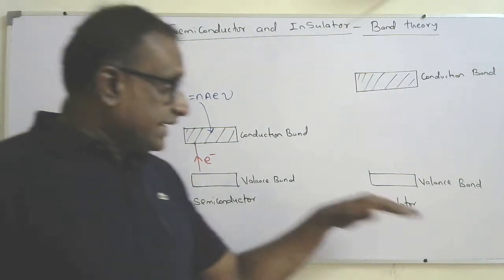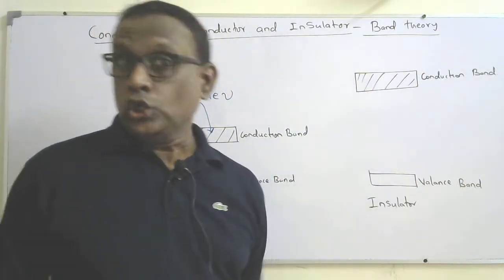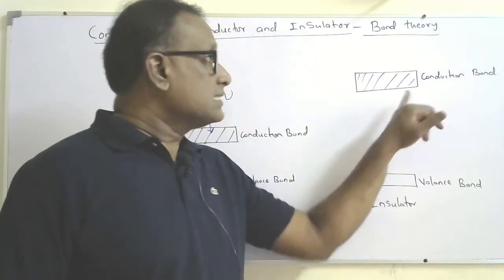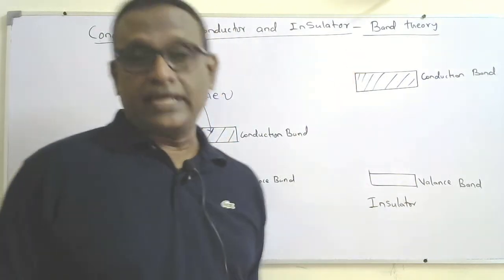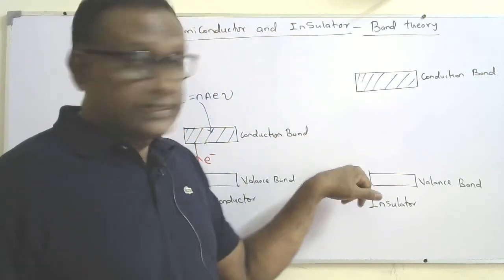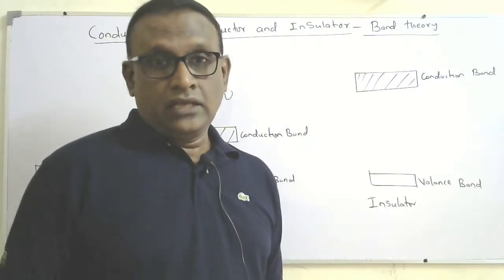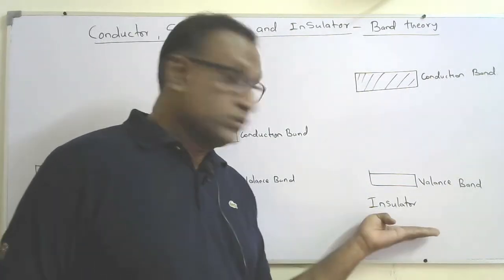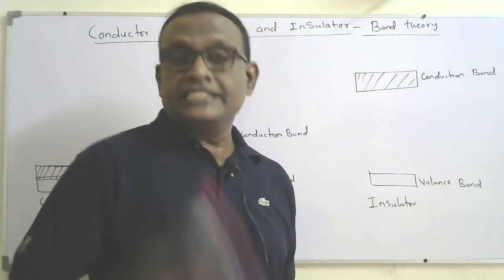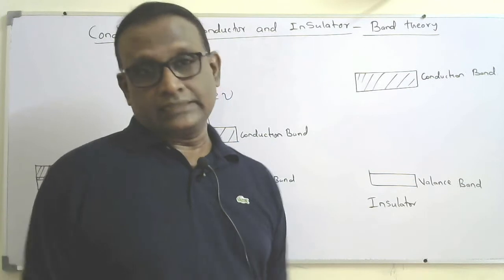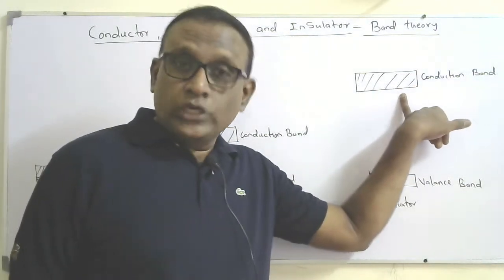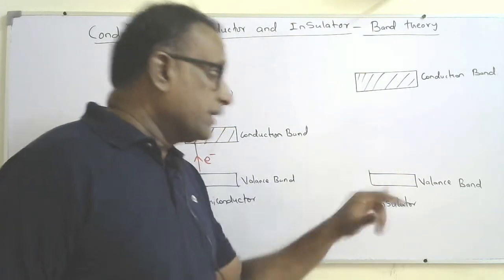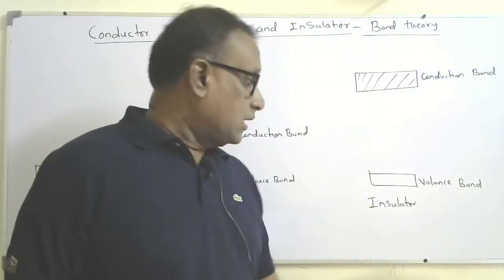But when we consider an insulator, the conduction band is empty. There are no electrons, so an insulator won't have any delocalized electrons in the conduction band. All the electrons stay in the valence band. The forbidden gap between the valence band and conduction band is much larger. Even by heating, you can't excite any electrons from the valence band to the conduction band in insulators. So even when you heat an insulator, it won't become a semiconductor or conductor.